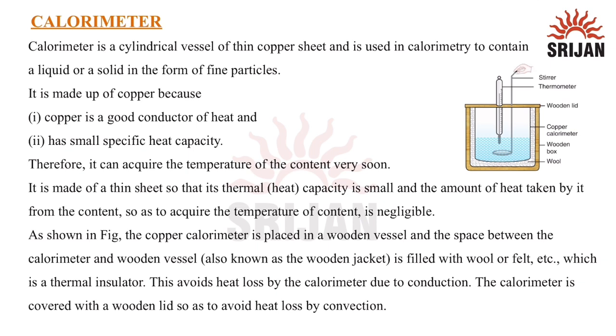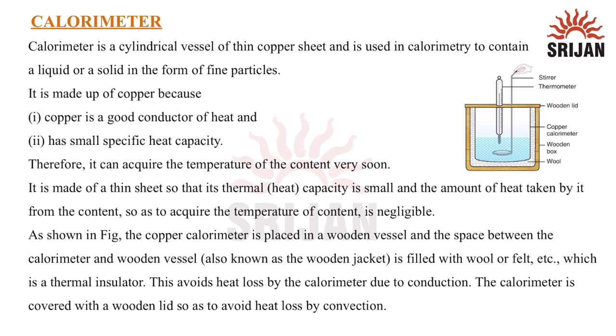So, calorimeter is a cylindrical vessel, as you can see in this particular figure, which is made up of thin copper sheets, and it is used in calorimetry to contain a liquid or a solid in the form of fine particles. Okay. Now it is made up of copper, as you can see in this particular figure as well, because copper is a good conductor of heat and it has a small specific heat capacity. Therefore, it can acquire the temperature of the content very soon, right?